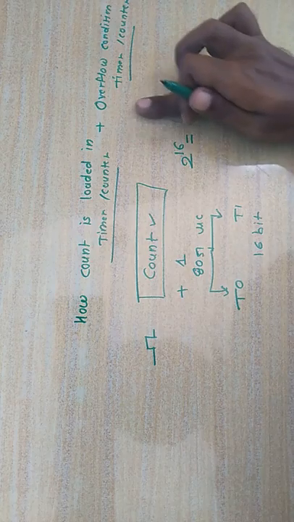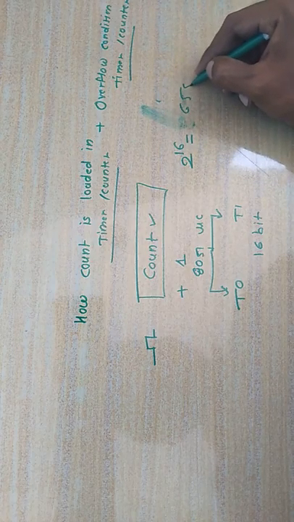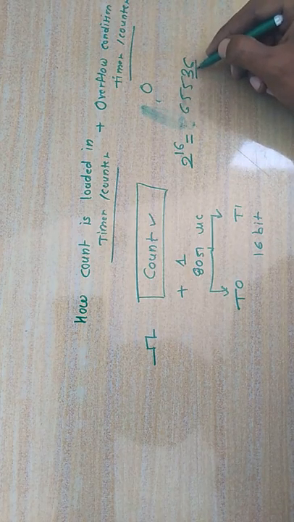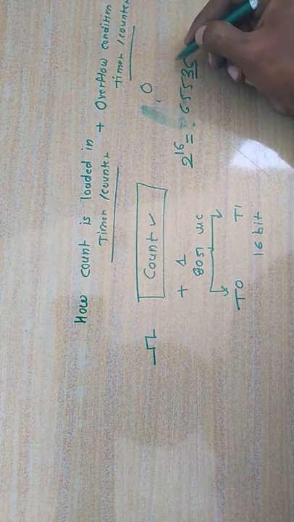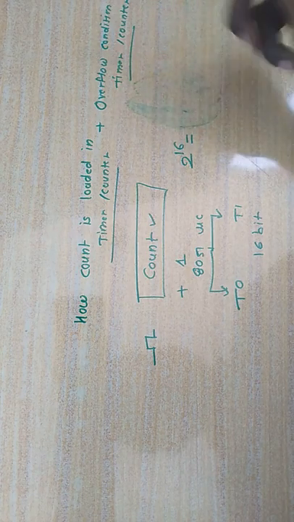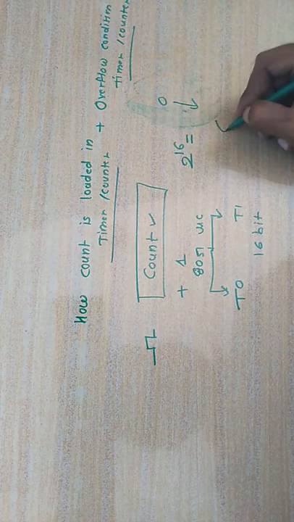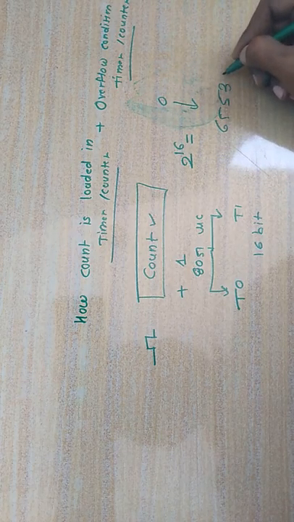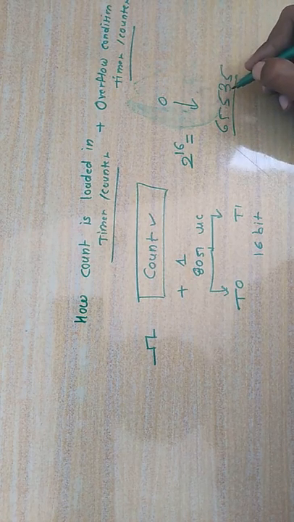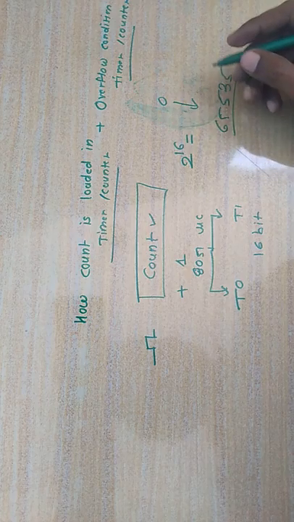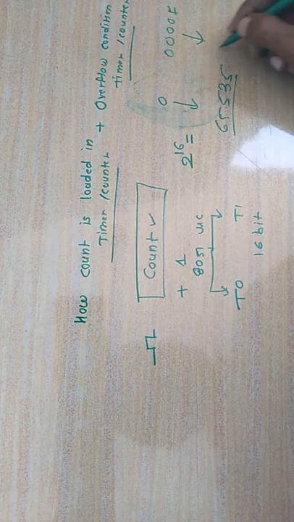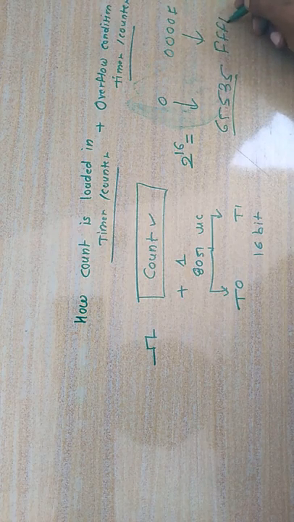0 to 65535. Actually 2 raised to the power 16 is 65536, but as we are counting from 0, the last number is 65535. So the range is from 0 to 65535. This is the decimal representation, and in hexadecimal format the range of the timer counter is from 0000H to FFFFH.